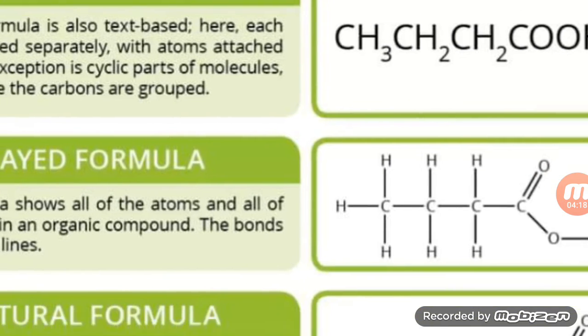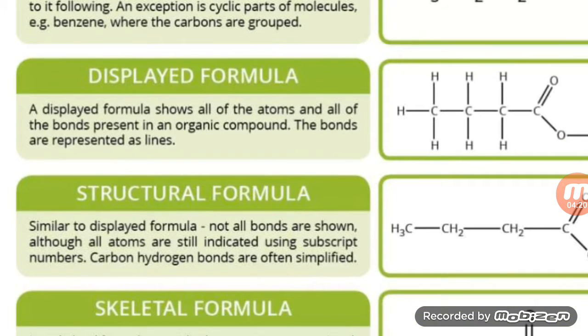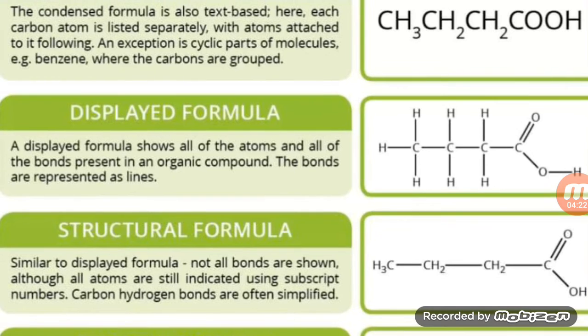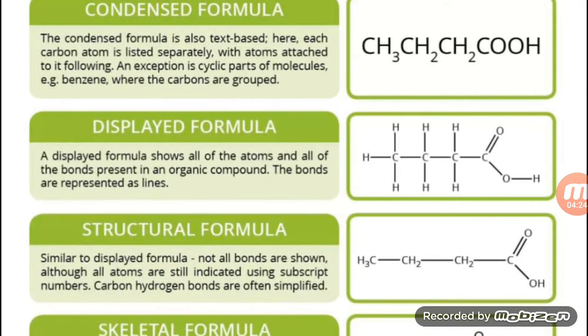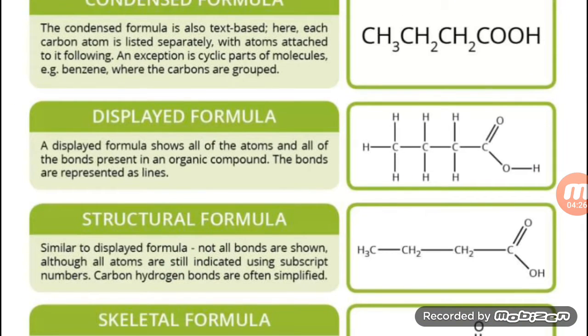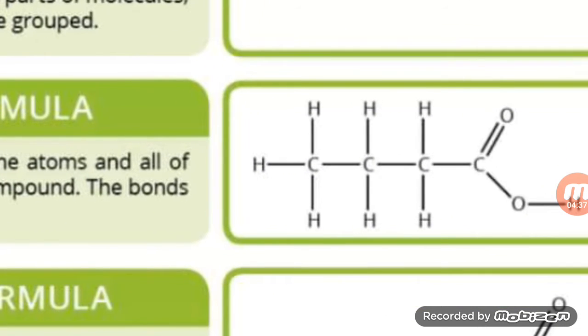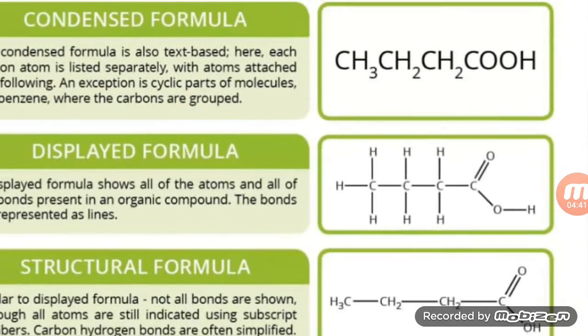Okay, then comes the structural formula, which is very similar to the displayed formula. You can see that here we are not writing CH3 separately as in the displayed formula. However, CH3 is in combined form, written as CH3CH2CH2COOH. However, here we do not display each and every bond which is present.